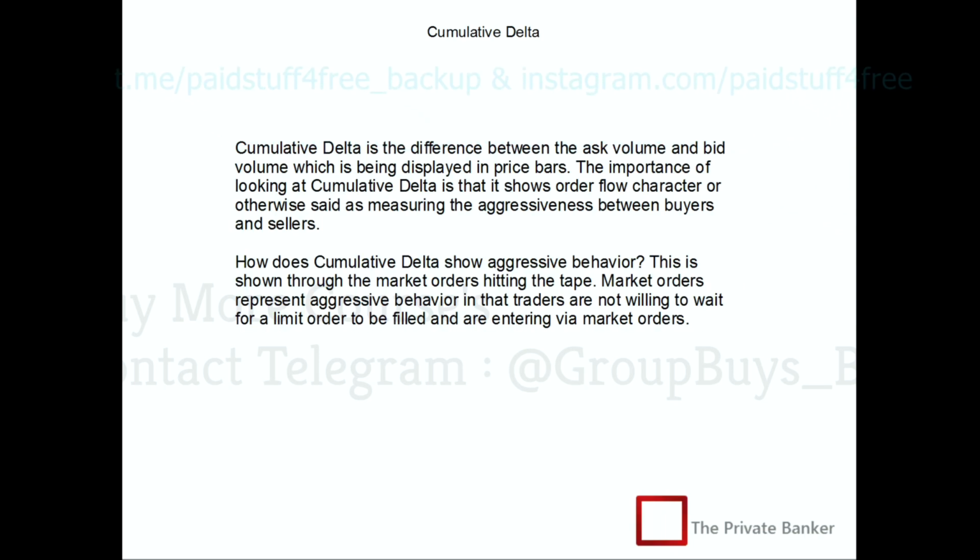So first of all, we need to ask, what is cumulative delta? Well, cumulative delta is simply the difference between the ask volume and bid volume, which is being displayed in price bars. The importance of looking at cumulative delta is that it shows order flow character, or otherwise said, it measures the aggressiveness between buyers and sellers. So how does cumulative delta show aggressive behavior? This is shown through the market orders hitting the tape. Market orders represent aggressive behavior, and that traders are not willing to wait for a limit order to be filled and are entering via market orders.